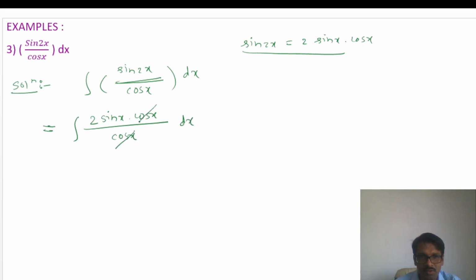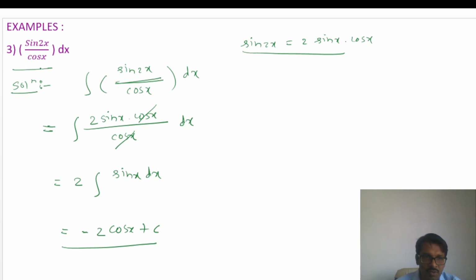This cos x cancels. This 2 is a constant value, so we take it out of the integration. We have the integration of sin x with respect to x. What is the integration of sin x? It is minus cos x. So the answer is minus 2 cos x plus c. This is the integration of this function.